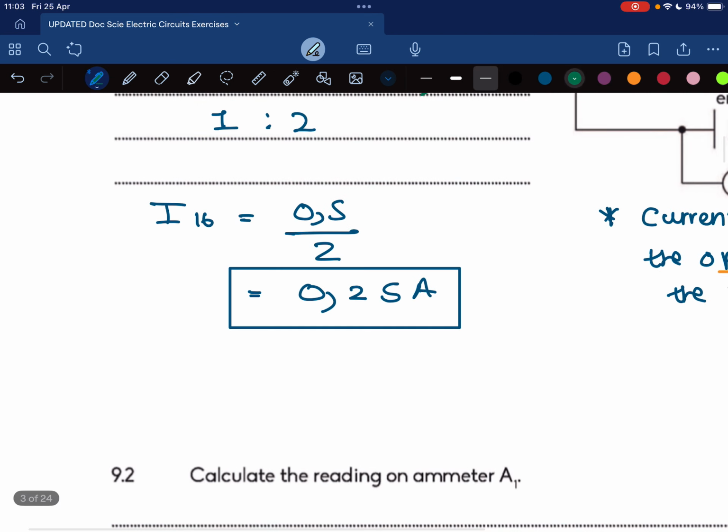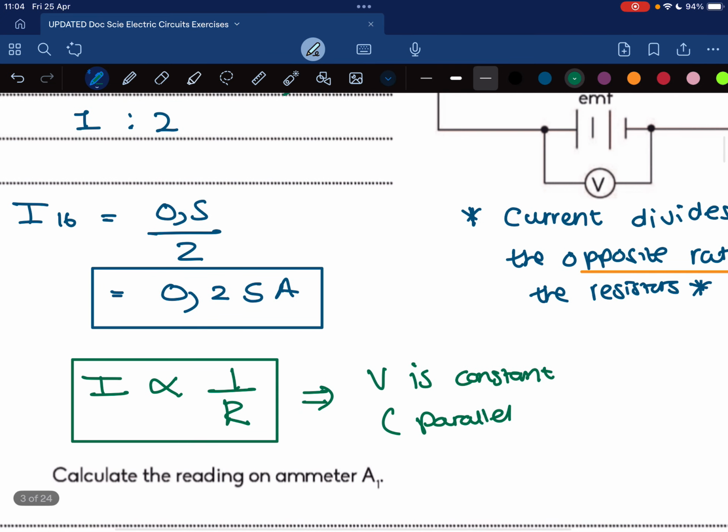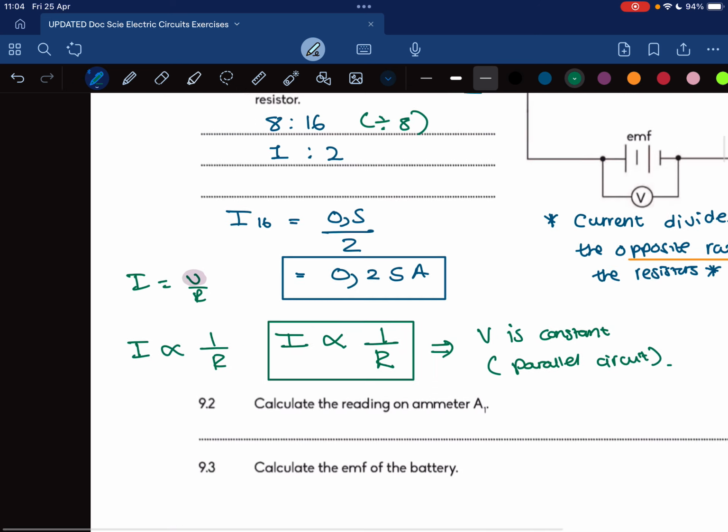Okay, so I'm going to make another note here that the current is inversely proportional to the resistance. And this is only true if the voltage is constant, which it is in this case because it is a parallel circuit or parallel component. So we take this from that I is equal to V over R, but if V is constant, then we know that I is inversely proportional to R. Okay, so just please take note of that.